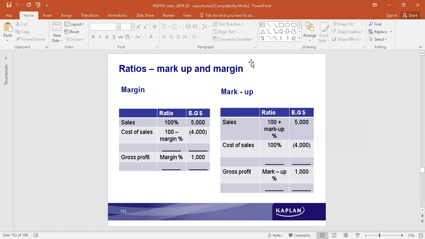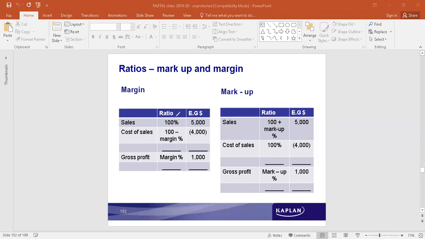There is an example situation given here. If sales is 5,000 and the cost of sales is 4,000, then sales minus cost of sales is the gross profit. If sales is denoted to be 100%, then we find out what the percentage of cost of sales is and what the percentage of profit margin, the gross profit percentage, is. Sales 5,000 is 100%, 4,000 is what percentage? That gives us 80%. So the profit margin is 20%, if the profit margin is included in the sales value.